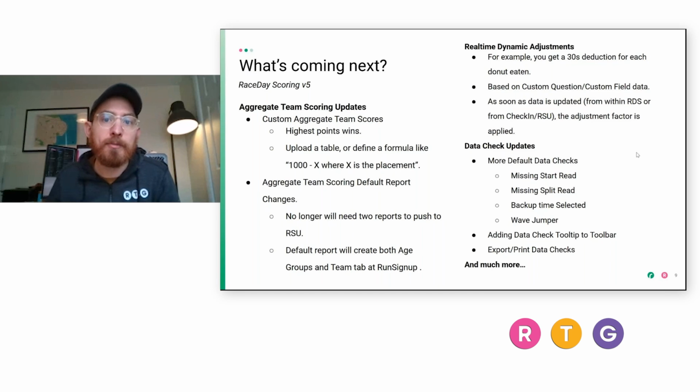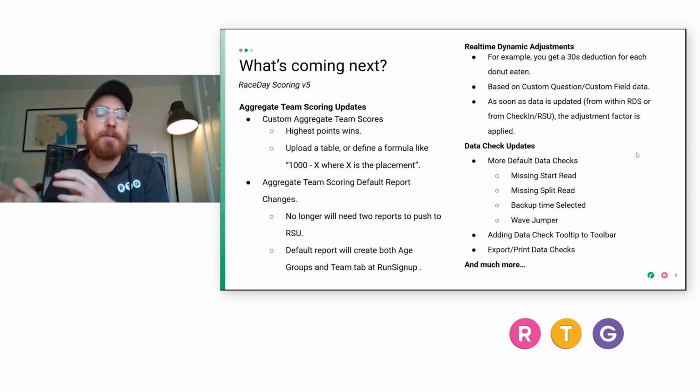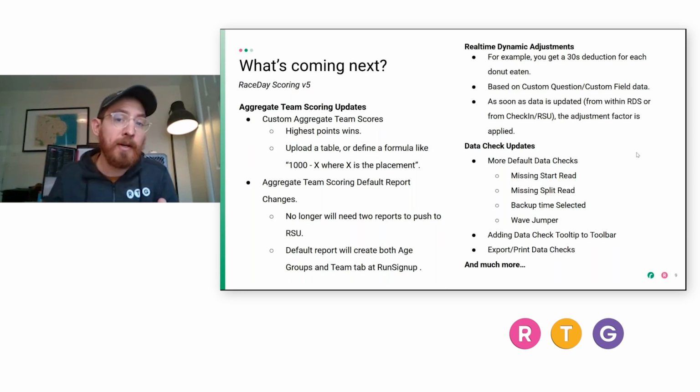So we had a lot of customers struggle getting started with aggregate team scoring and having complaints about the usability of the results online, because in the past you had to always create 2 reports, one overall report and one team finisher report. And the team finisher report has to be published to RunSignup to create the team standings at RunSignup. But then you end up with 2 result sets, one of everyone and one of just the team members. So we're changing over how we're doing our default reports for standard aggregate.